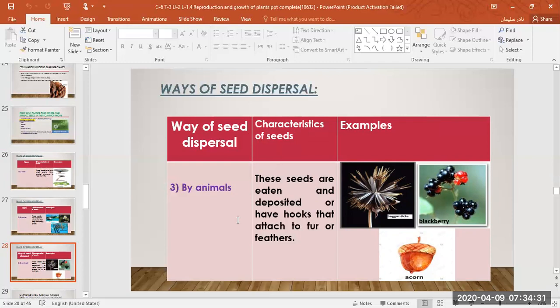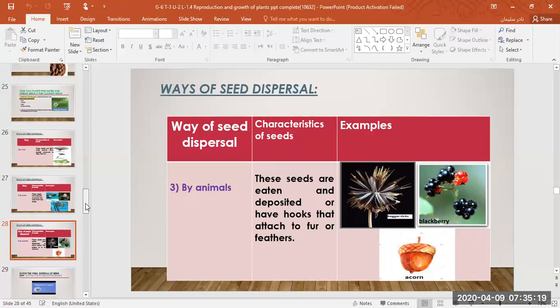Another way by animals, how? Some seeds have hook-like or spine-like structures that allow them to attach to the body, the fur, or the feathers of the animals. So they can be taken to different locations, and then this will allow them to grow into a new plant. Examples of seeds spread by animals are burdock ticks that have hook-like structures that attach to fur of the animals, blackberries that are eaten by the animals, and acorn.